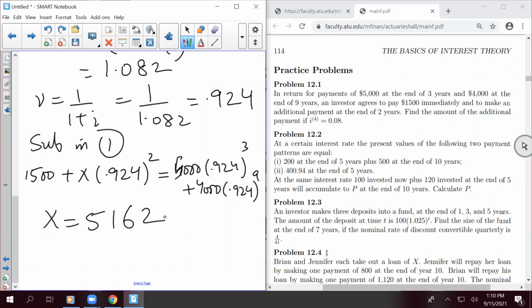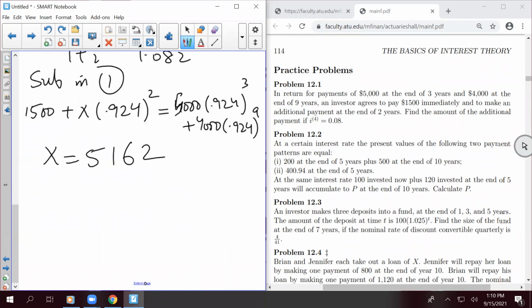Oh, you got 5159? Well, that's the answer. Oh, okay, it's only $3 off. And why is that? Yeah, 0.924 was a very generous rounding, so that's why. So that shows that we are already in good shape.